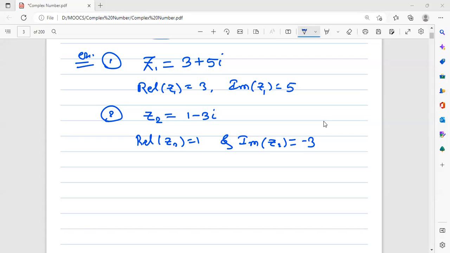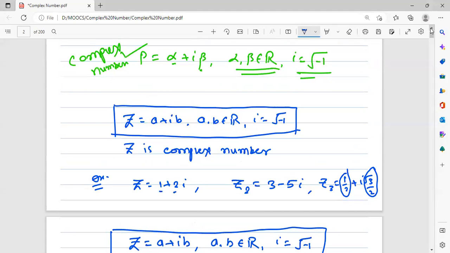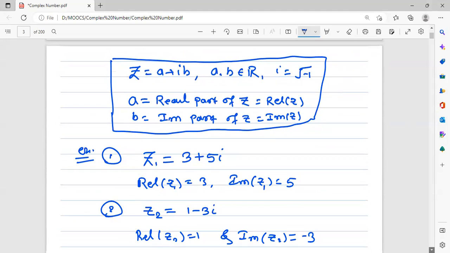Hi friends, we'll continue with complex numbers. Just to recall, we denote our complex number as z = a + ib, where a and b are real numbers and i = √-1. This type of number is called a complex number. The a part is called the real part of the complex number, and the b part is called the imaginary part.